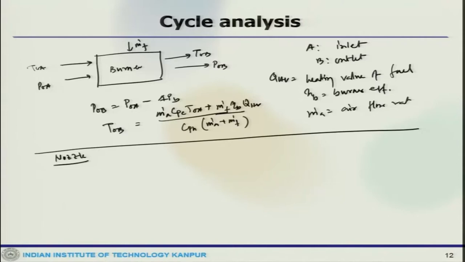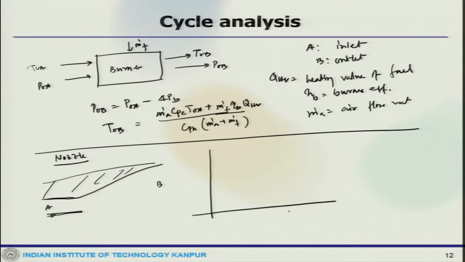So let's continue the discussion on the Ramjet, and we are looking at the individual modules first, like we have looked at intake and the burner. Now we are going to look at the nozzle, and then finally the complete engine analysis. So how would the nozzle look? Let's draw a schematic of the nozzle. It may look something like this. Again, this is A and B, which is used as an inlet and exit.